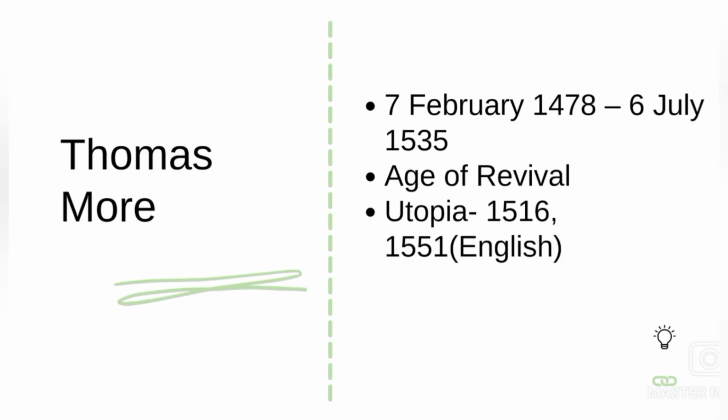Now, let's discuss something more about the book Utopia. The writer of the book Utopia, Thomas More, was born in the year 1478 and died in the year 1535, and he belonged to the period called the Age of Revival in the history of English literature. That was somewhere around 1400 to 1500. And we have already discussed the publication of the book Utopia.